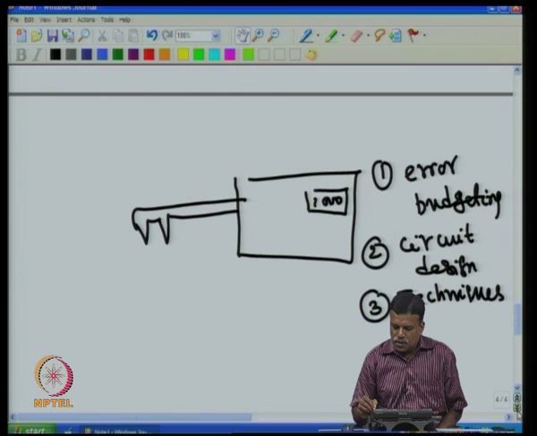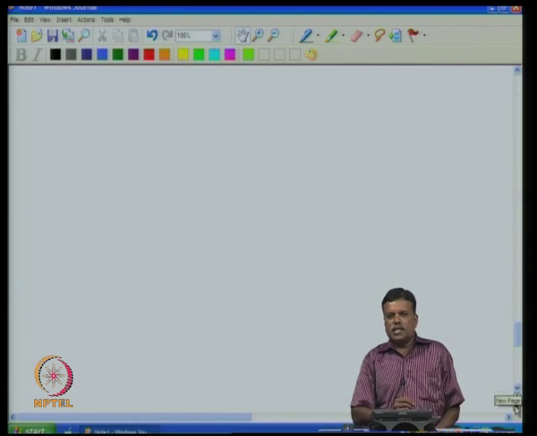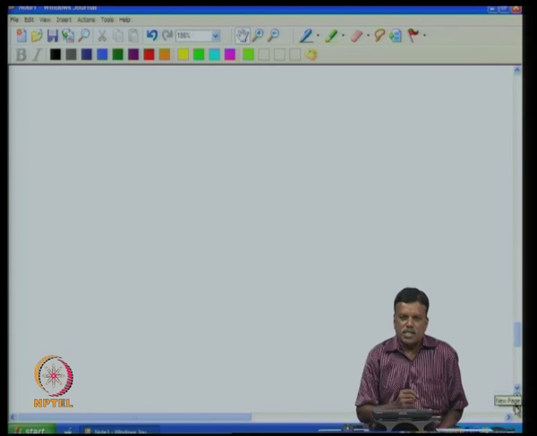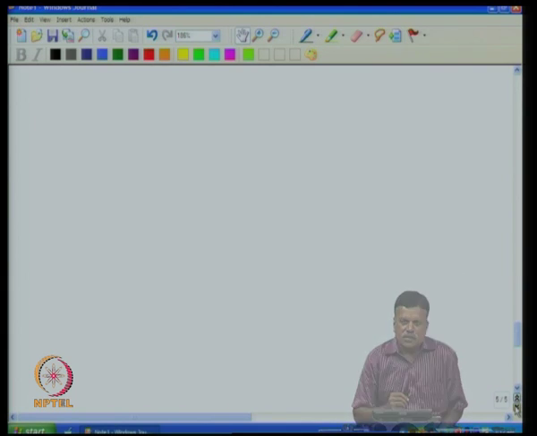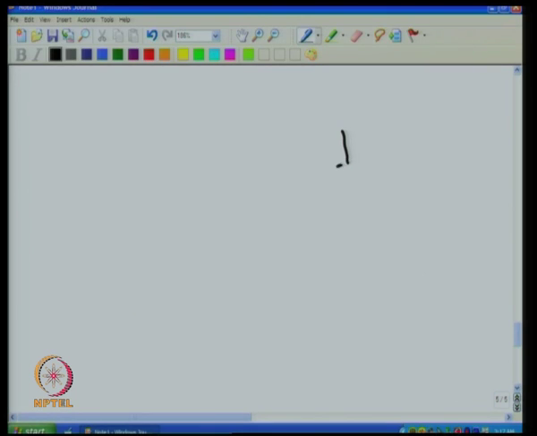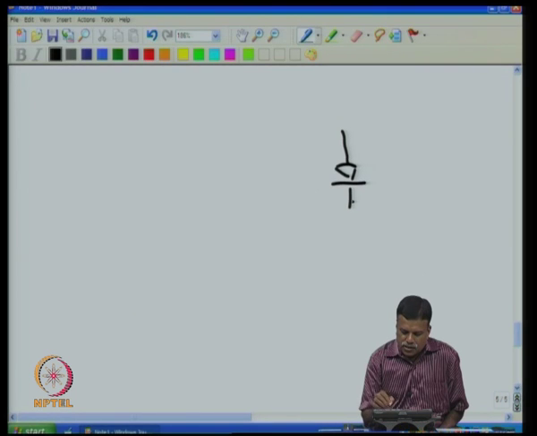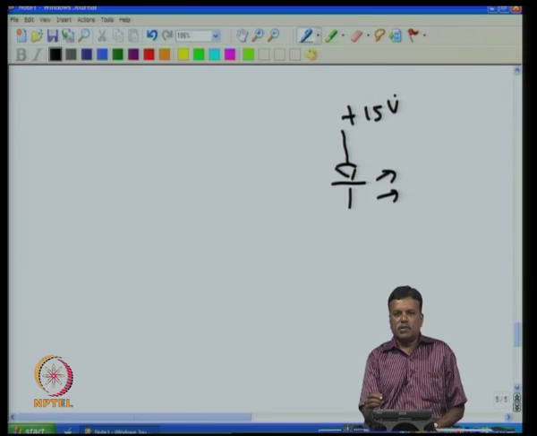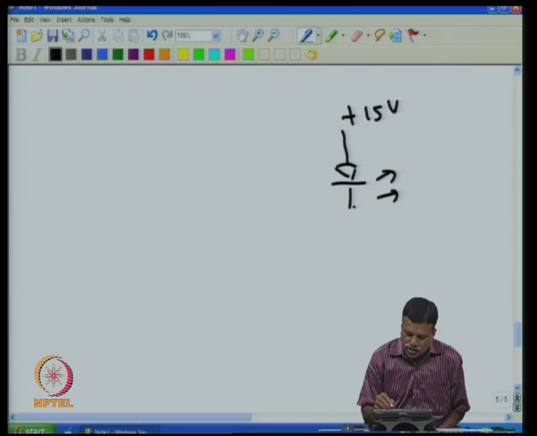Okay. Now, let us see what the circuit design skill is. For example, I want to make an LED go on and off. I want to use a transistor for that. Then I will take an LED, and I want to make this LED go on and off. So, I connect it to a power supply. I assume I have only a plus 15 volt power supply.